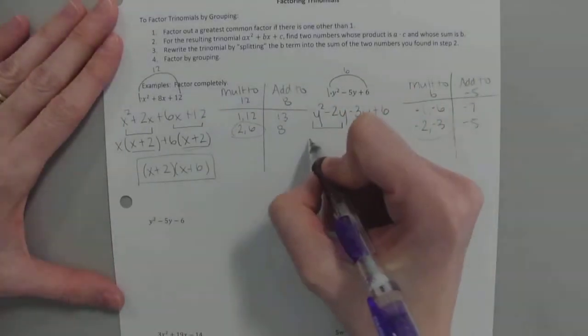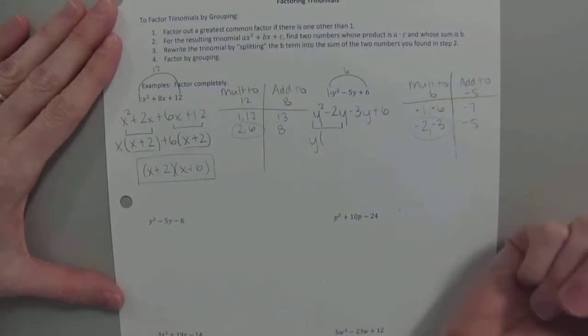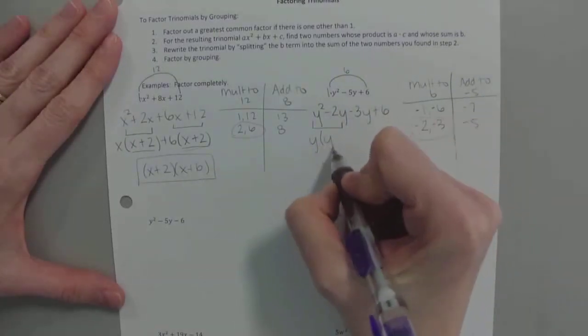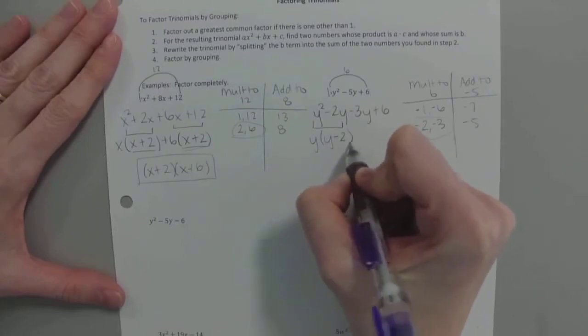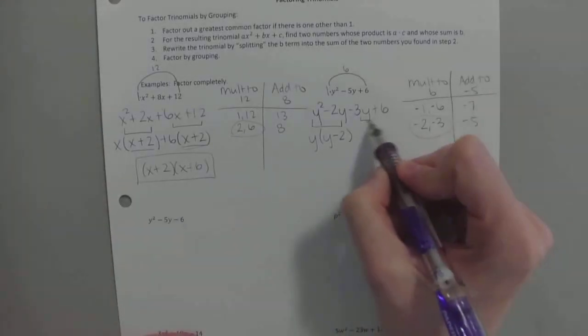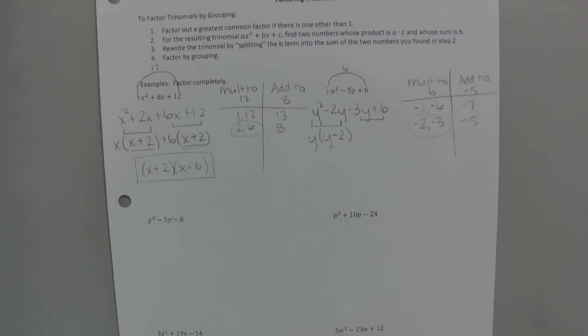All right, let's look at these first two terms. What can we factor out of y squared and 2y? A y. And when we factor out that y, what remains? 1y and a negative 2. If you were doing it the other way, you'd have a y minus 3. That's fine. Now we're going to look at this back half.